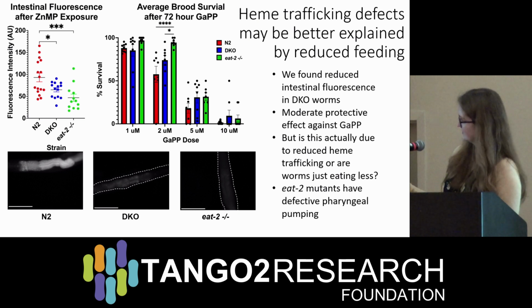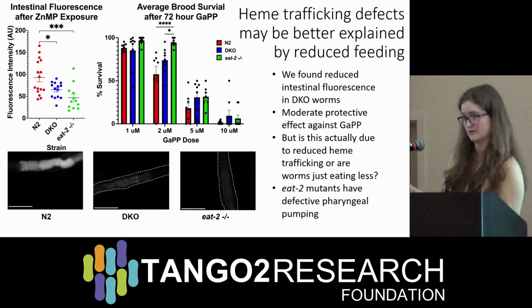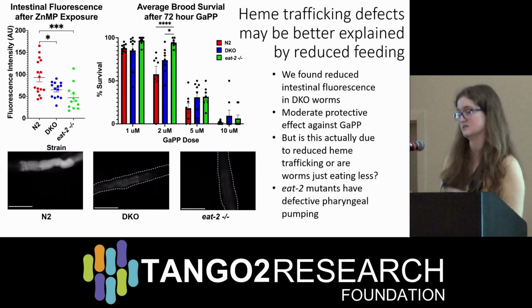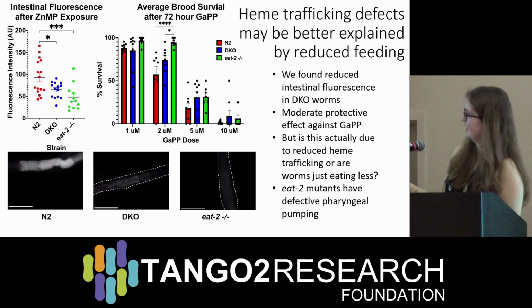And so N2 here, these are normal wild type worms. So N2, N is for normal, you can think of it like that. And then we have our double knockout worms. So these are the ones that are missing those 2 genes that are similar to TANGO2 in worms. And we found the opposite of what they did. So we found that there's some level of fluorescence in the intestine.